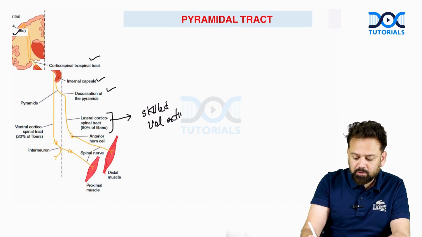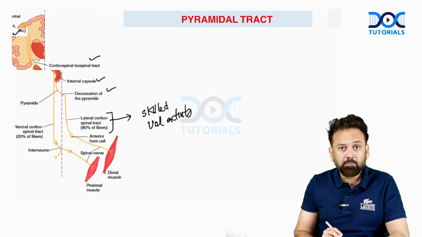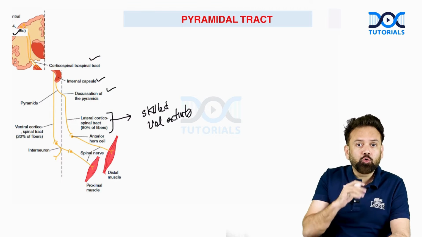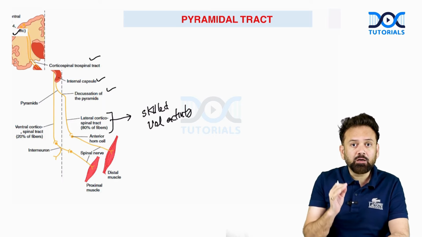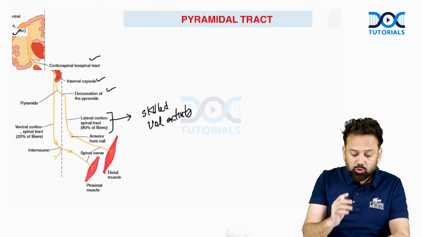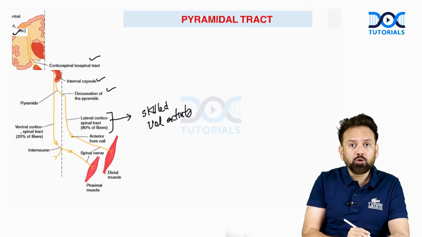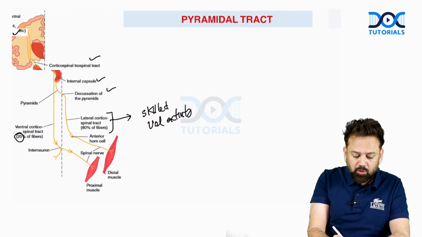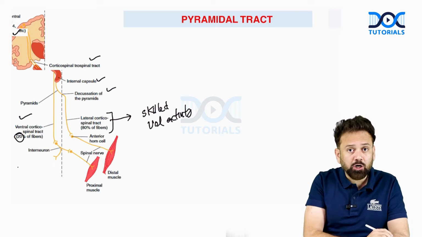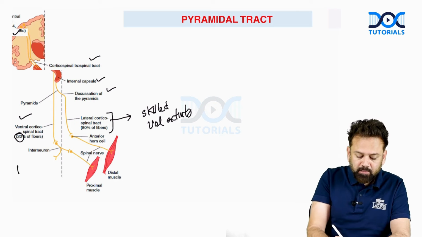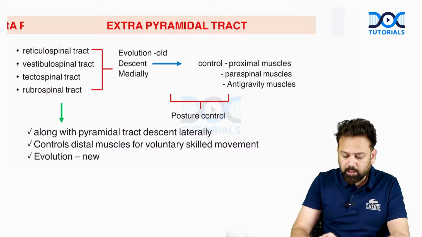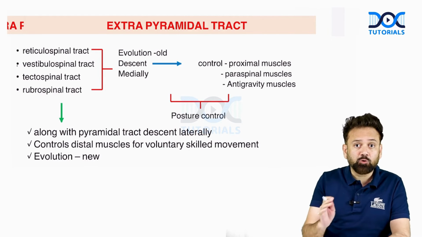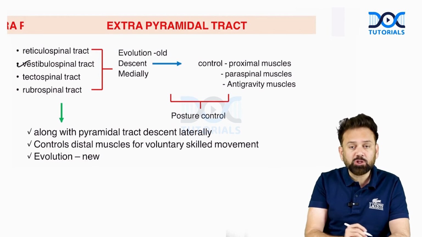So normally we say pyramidal are for skilled voluntary activity, but these are the actual pyramidal fibers which cross in the medulla in the pyramid. They are called lateral corticospinal tract. The 20% of fibers which do not cross are called ventral corticospinal tract. They are like extrapyramidal only, controlling the posture. Clear? Now, extrapyramidal can be reticulospinal, rubrospinal, vestibulospinal.